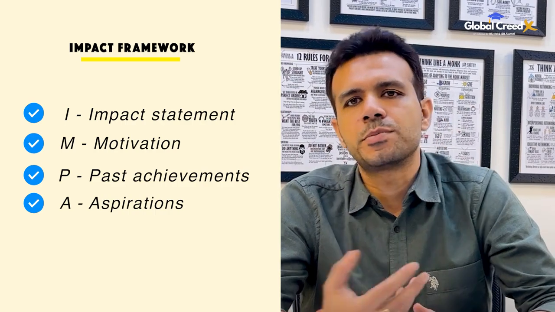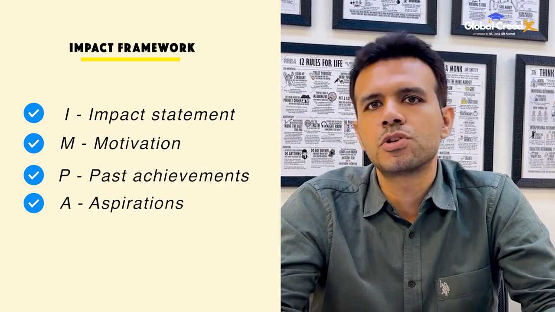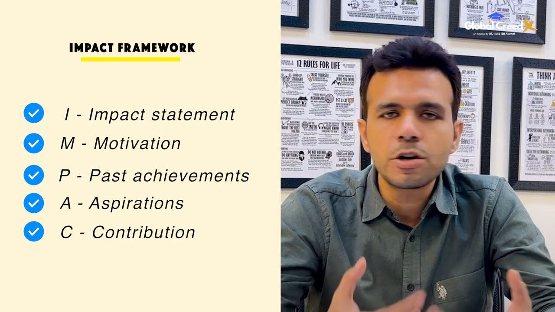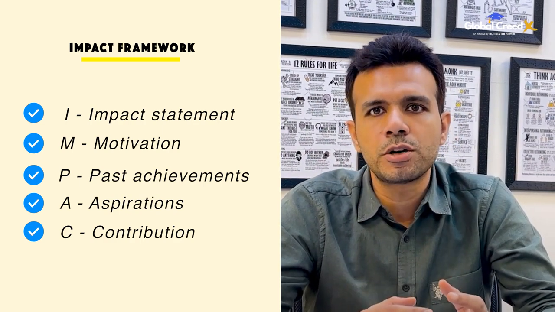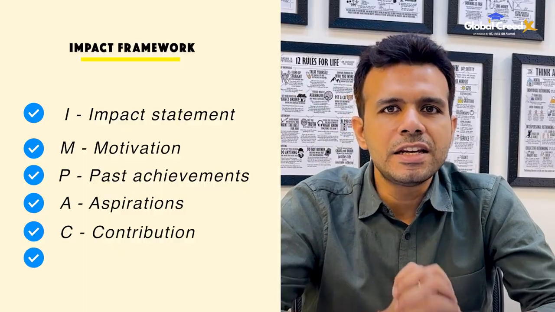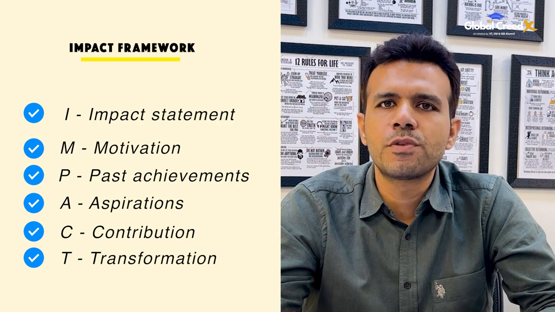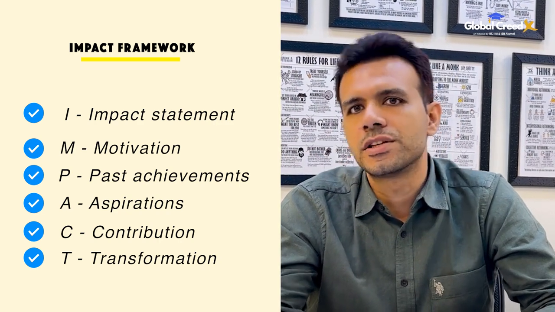Then comes an A. A talks about your aspirations. What are your aspirations post doing an MBA from us? Then we go to C, which is your contribution. How much you contributed to society, how much you contributed to other things, how you made a difference to the lives of people. And finally, we go to T, which talks about transformation. What is that transformation which you are looking at after doing this particular course? So this gives you an impact framework which has worked over the years, and all of this you have to do in 200 words. At Global Creed, we provide you a template which has worked over the years.